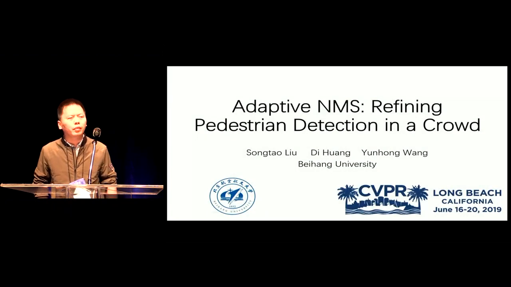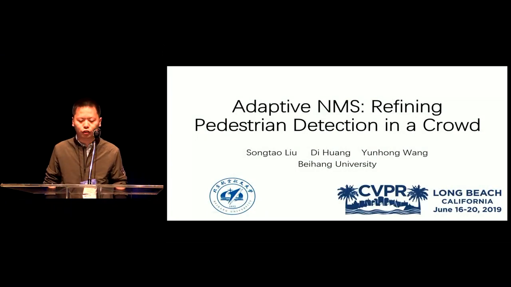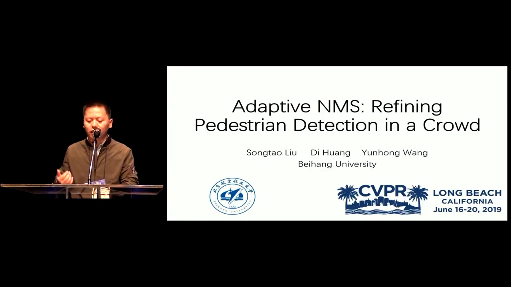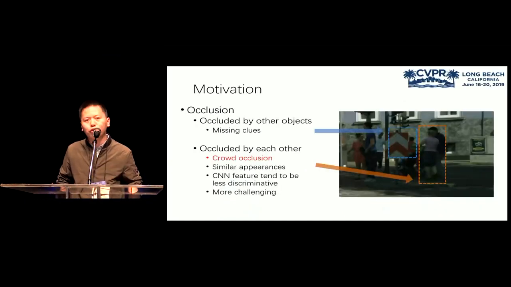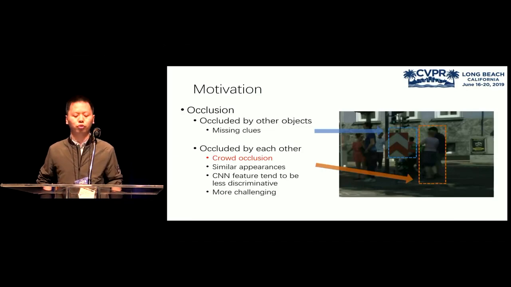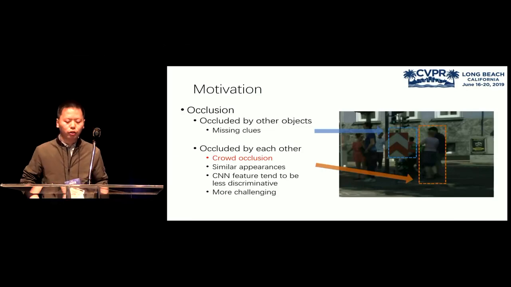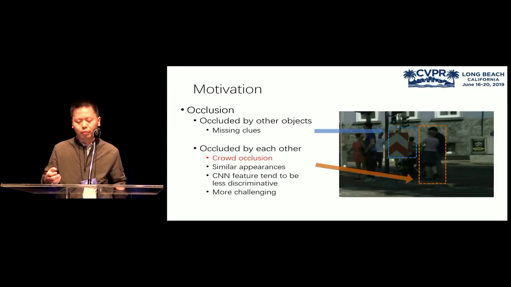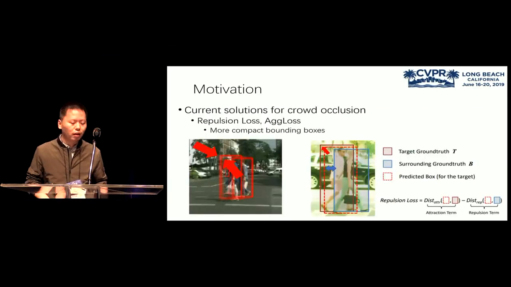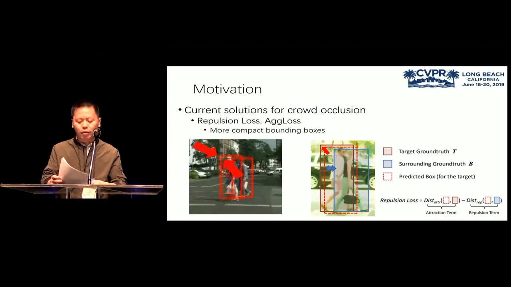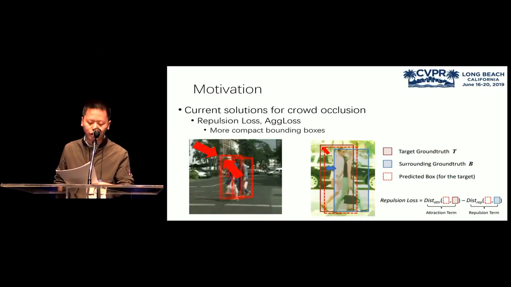Good afternoon, everyone. I am Liu Songtao from Beihang University, and today I'd like to talk about adaptive NMS, refining pedestrian detection in a crowd. In this work, we focus on a challenging problem in pedestrian detection, crowd occlusion. Crowd occlusion is when people are occluded by each other. As people have very similar appearances, the features tend to be less discriminative, making it a more challenging problem. The current solutions for crowd occlusion mainly focus on the robustness of bounding box prediction. They add additional penalties named repulsion loss or AGG loss to produce more compact boxes.